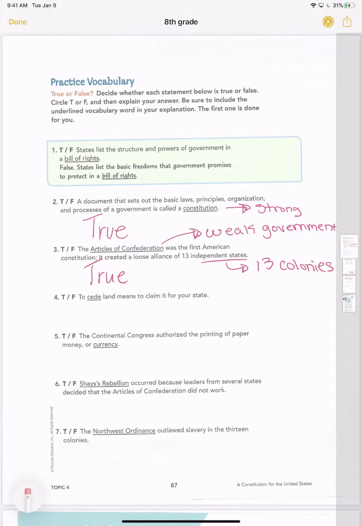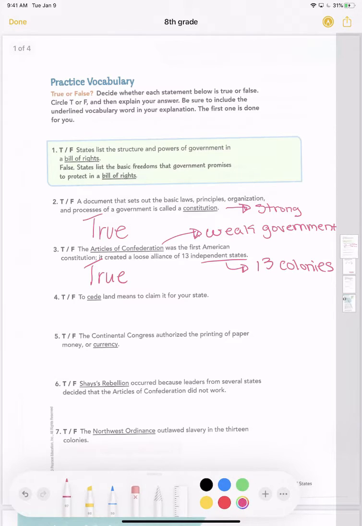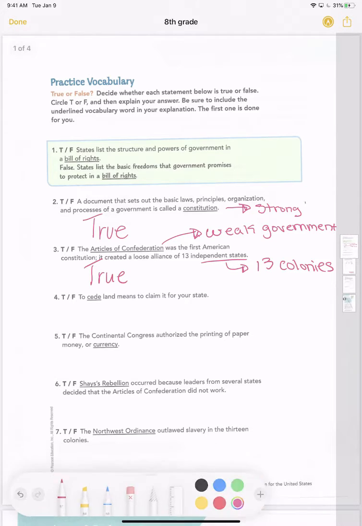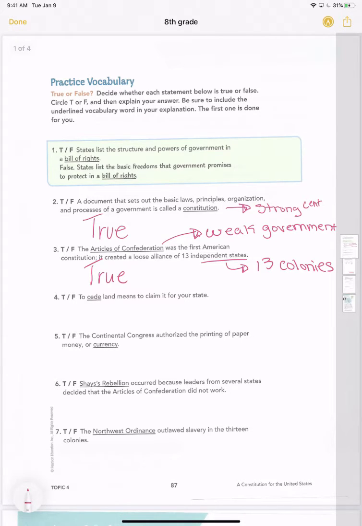Strong central government. All right, number four. To cede land means to claim it for your state. So, cede, this is actually false. I'm going to write false here.